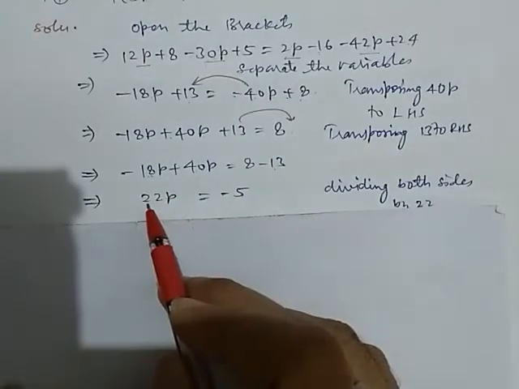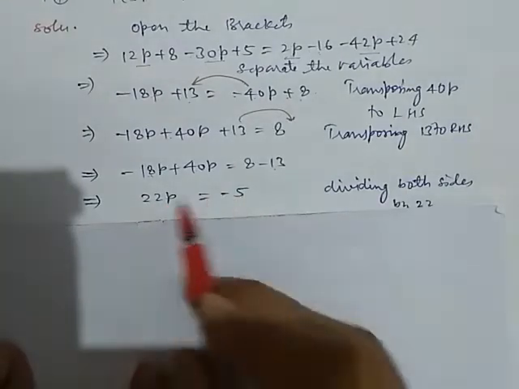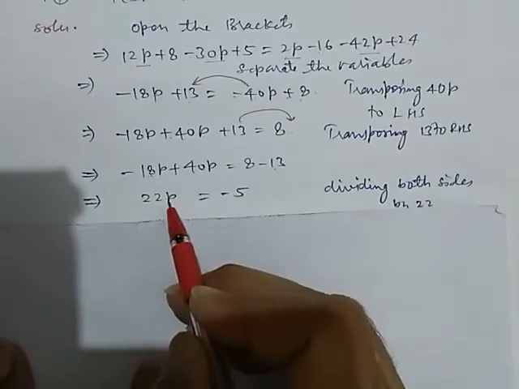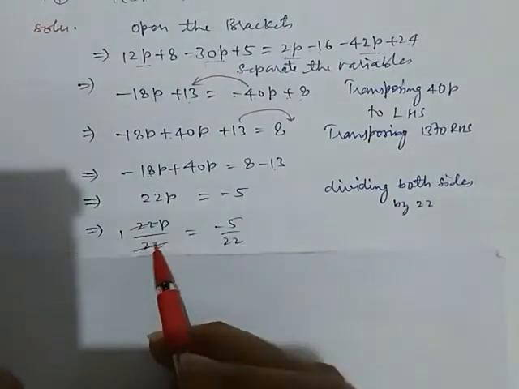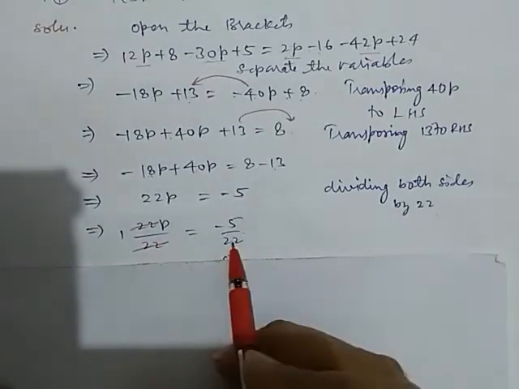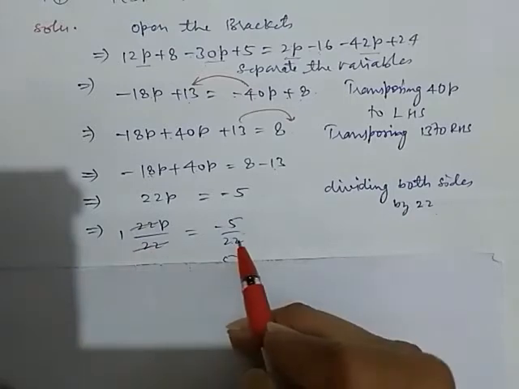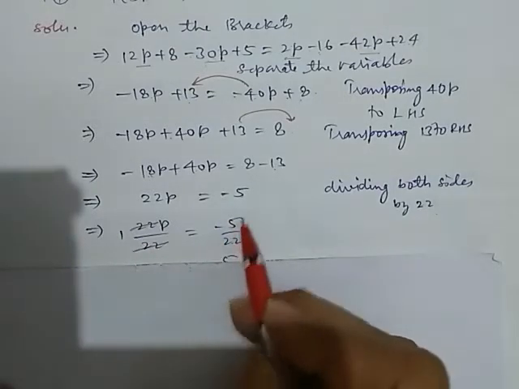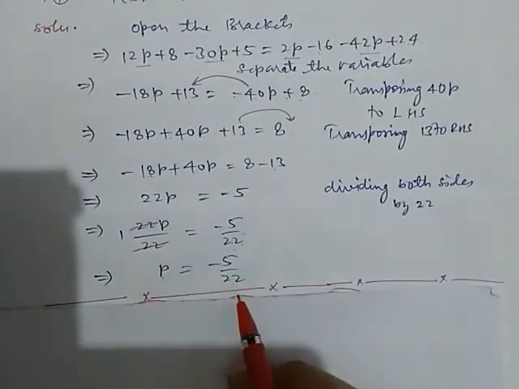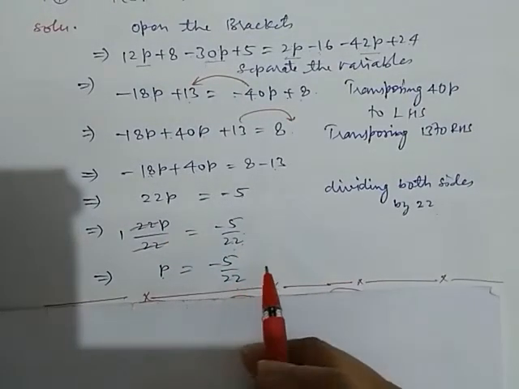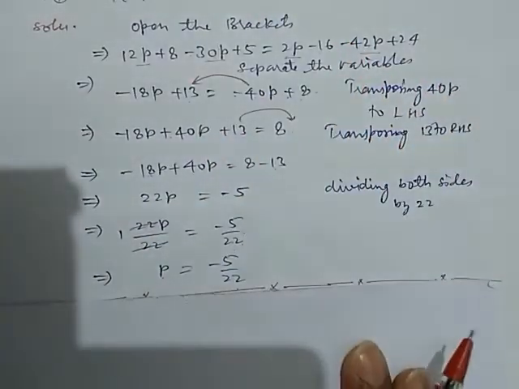So now the equation reduces to 22p equals minus 5. To remove this numeral from here, we divide both sides by 22. This 22 cancels out by 22 one time, and here minus 5 by 22. Now p equals minus 5 by 22 is the solution of this equation, so it is clear.